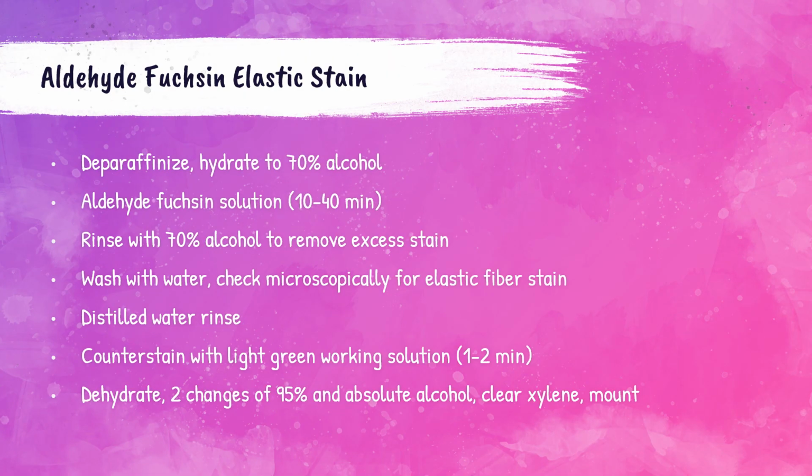To perform the aldehyde fuchsin elastic stain, deparaffinize the tissue and hydrate to 70% alcohol. Stain tissue sections with the aldehyde fuchsin solution for 10 to 40 minutes. After this step, rinse with 70% alcohol to remove any excess stain. Then wash with water and check microscopically for elastic fiber stain. Then do a distilled water rinse. At this point, the tissue needs to be counterstained with light green working solution for 1 to 2 minutes, and after that step, dehydrate with 2 changes of 95% and absolute alcohol, clear with xylene, and then mount with synthetic resin.